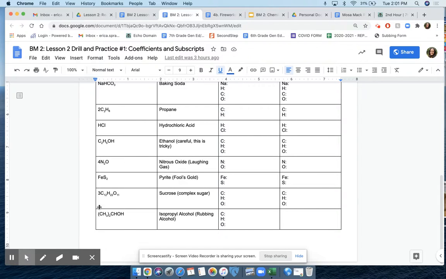All right, now this bottom one is a bonus. We're going to talk about this bottom one at the workshop, and I'm going to see if anybody figured out the correct count for isopropyl alcohol. That's a good one. That one's tricky. Okay, no cheating. Don't ask for any help.